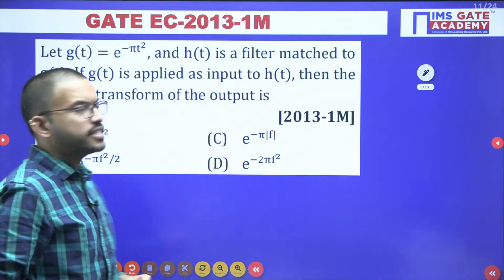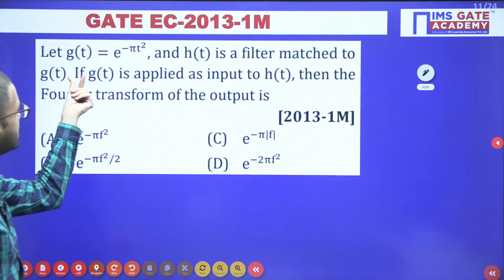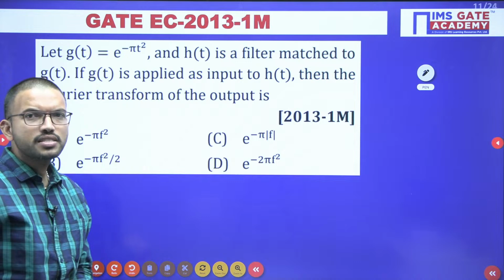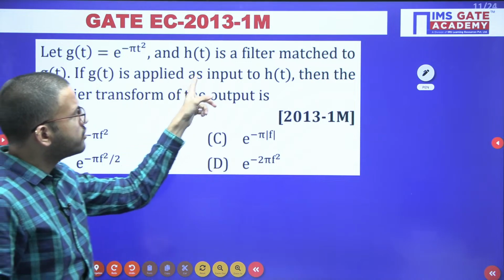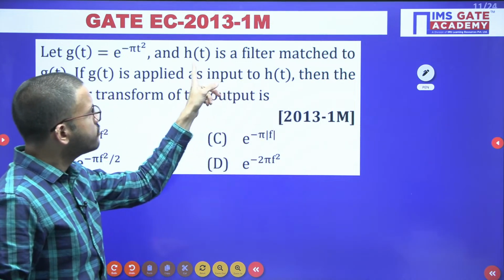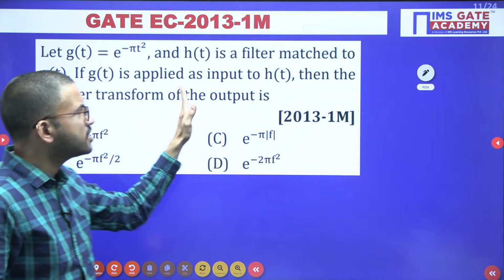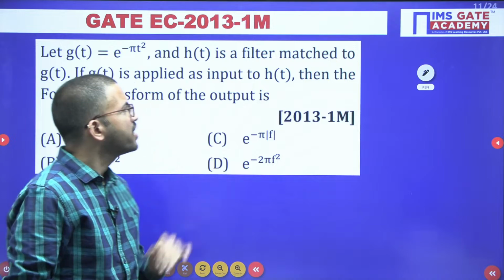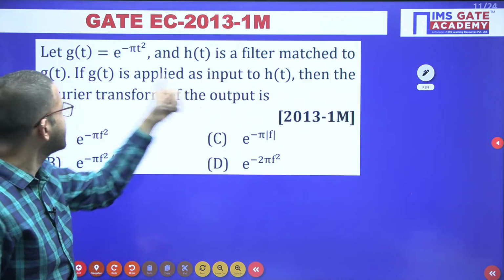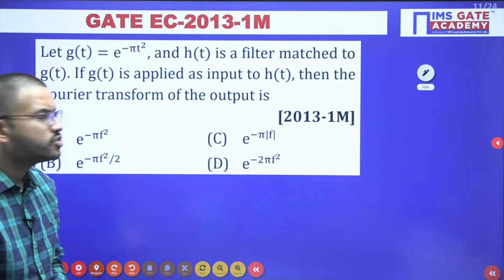Yeah, first let us read the question. Here they have mentioned g of t equal to e power minus pi t square, and h of t is a filter. H of t is a filter matched to g of t. Okay, in general h of t is nothing but impulse response of the filter, and in this question they have mentioned it is matched to g of t.